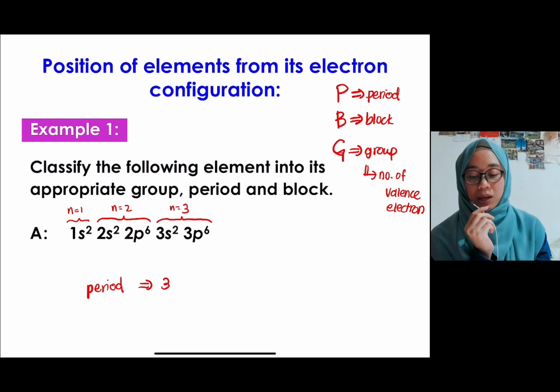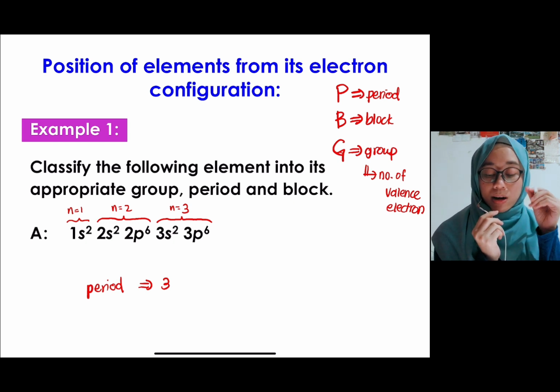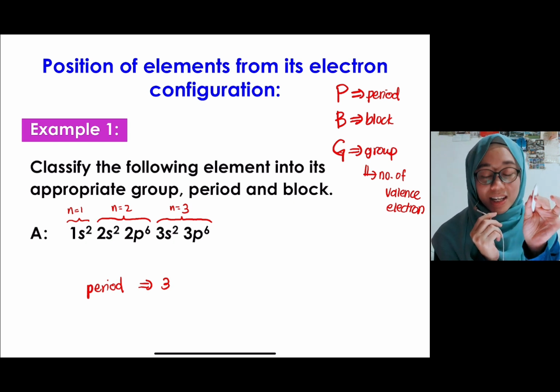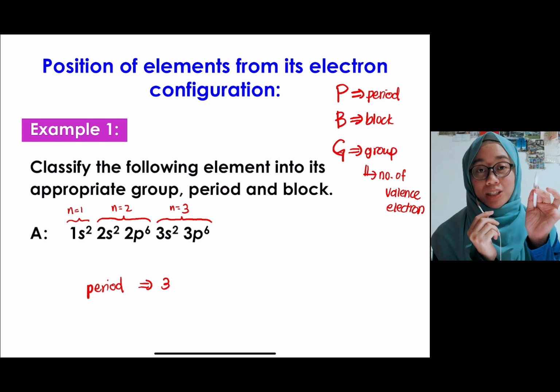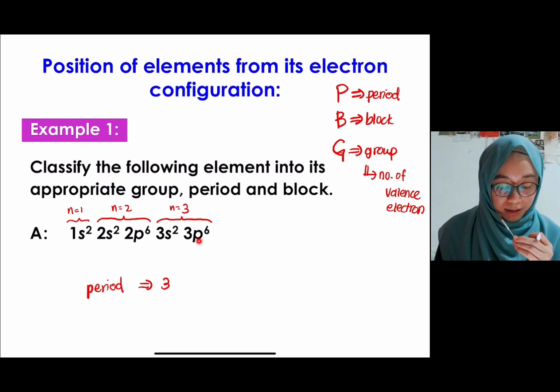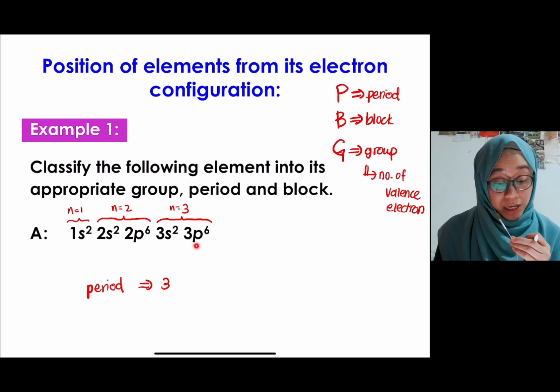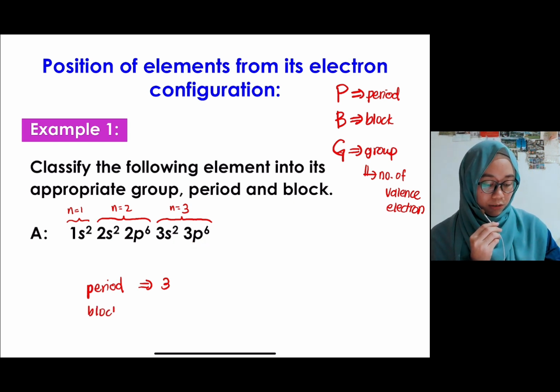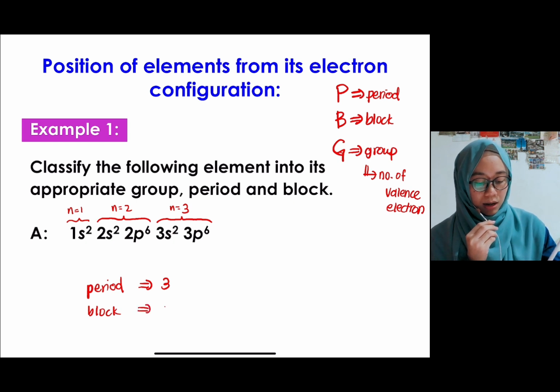Dan kita nak determine the block pula. So block pula very simple. Kita tengok what is the last orbital that electron tu isi. Okay, so the very last orbital yang electron tu isi adalah 3p6, 3p, p. Therefore, untuk kita punya block for element A adalah p block.